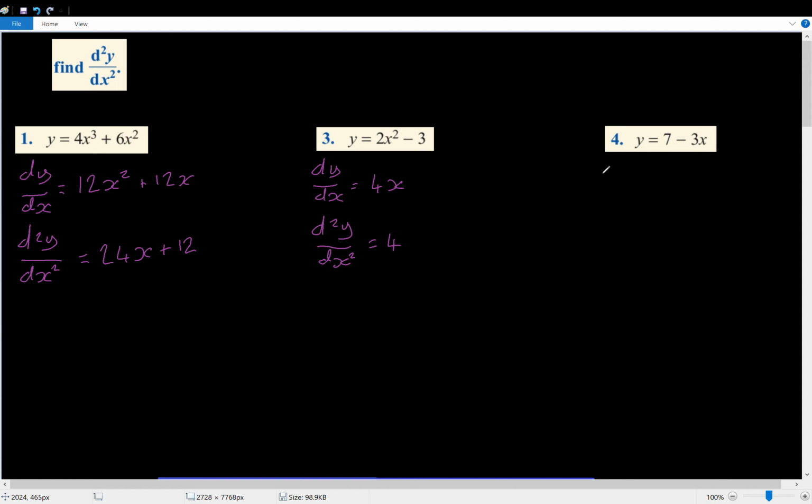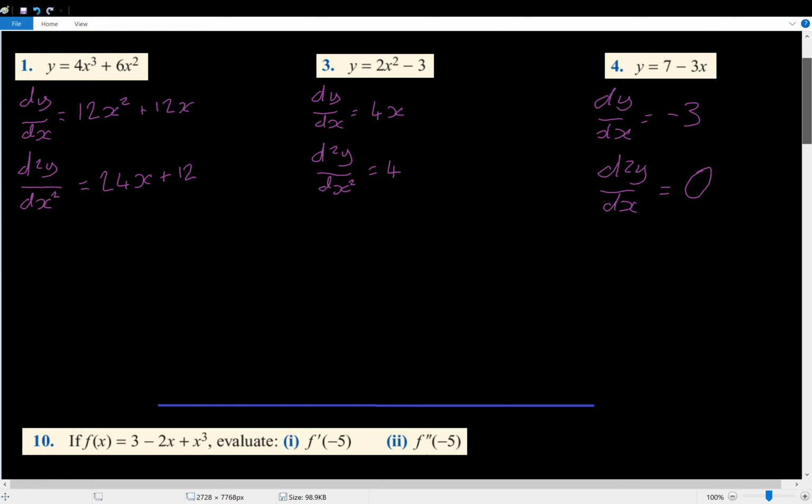And then we look at question 4, where we have dy dx. When we differentiate 7, we get 0 because there's no rate of change on that. And then from minus 3x, we're just going to get minus 3 when we differentiate it. Which means that our d2y dx squared is just going to be equal to 0, which is what we get when we differentiate minus 3. So that's questions 1, 3 and 4.